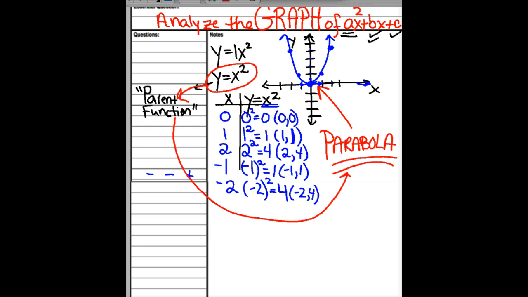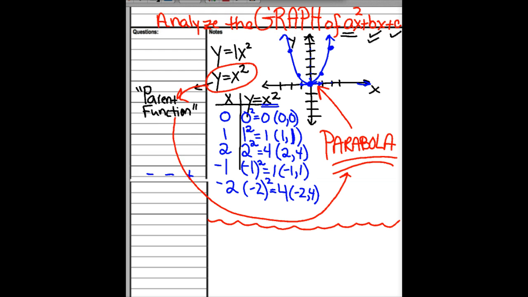All right, so what I would like to do now is talk about, again, the opening up and opening down, and we'll get that in your notes. So let's put a little bar right here. And first, we're going to just discuss what the effect that A had on the graph.